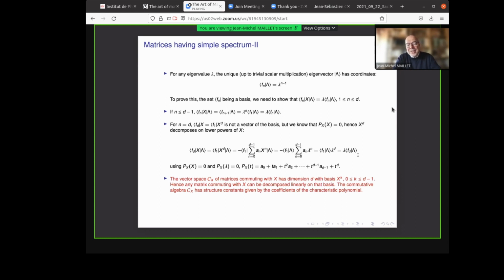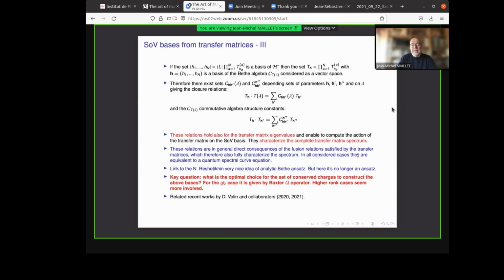It's not only a vector space, it's a commutative algebra, because the product of two matrices commuting with X is still a matrix commuting with X. You can compute the structure constants of this algebra just from the coefficients of the characteristic polynomial. Okay, and I have to mention that there are related recent works by Dima Volin and collaborators about studying.